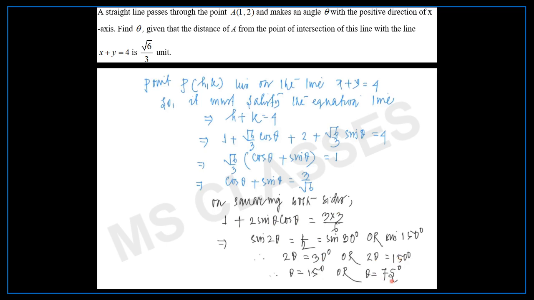That means the line can be drawn making an angle of 15 degrees with the x-axis, or the line can be drawn with an angle of 75 degrees with the x-axis.